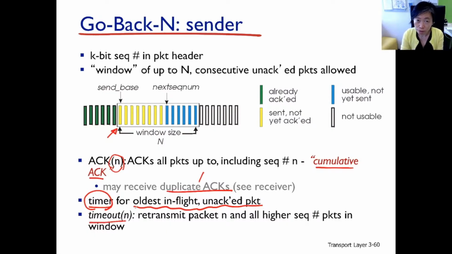If it's unfortunate that we do have packet loss such that the timer times out, then we retransmit the entire flight of packets, starting from n all the way to the highest number that's not yet ACKed. So that means starting from the send base all the way to the last of the yellow packets. So a timeout indicates the entire flight of the yellow packets will be retransmitted.